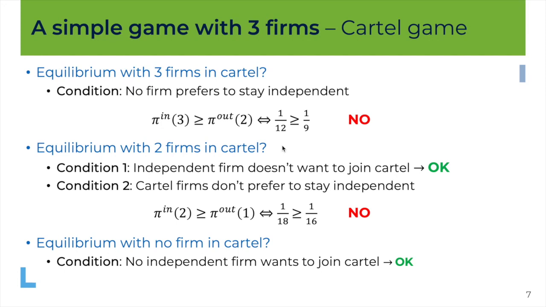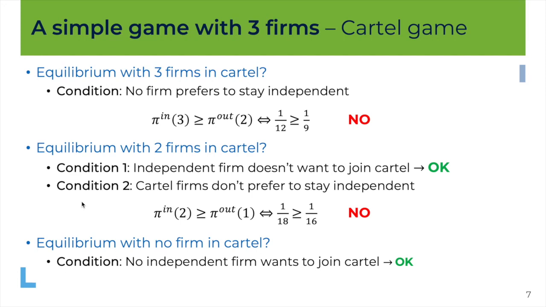Right, so let's look at another possibility. Is it possible that two firms want to be in the cartel? Well, the first condition is that the firm which is not in the cartel doesn't want to join. This condition is just the reverse of this one. We want to check whether a firm which is out of the cartel when two firms are in the cartel doesn't want to join them. Well, we know that this inequality is not satisfied, so the opposite inequality is satisfied, meaning that the answer to this first question is yes. The independent firm doesn't want to join the cartel.